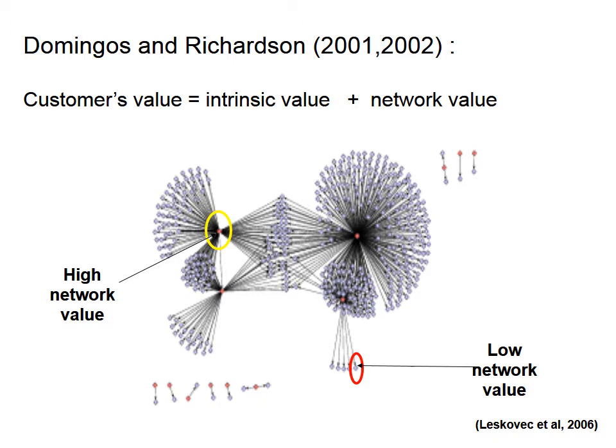The intrinsic value is defined as the expected profit from sales to the customer, while the network value means expected profit from sales to other customers that this customer may influence too. Here is a real data picture on the customer's different network value. We can see that the red dots all have high network value since they can influence a lot of other people. However, the blue dots, such as the one in the red circle I marked here, has very low network value.